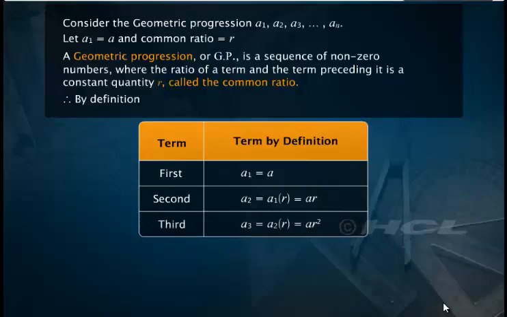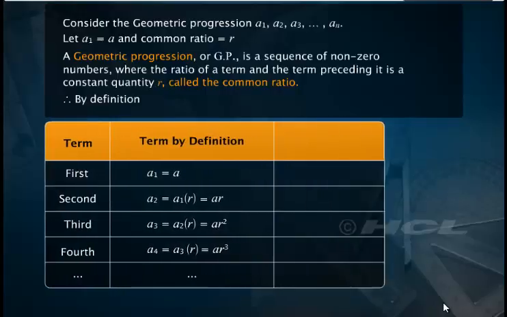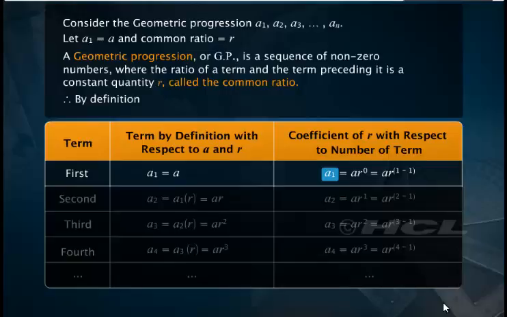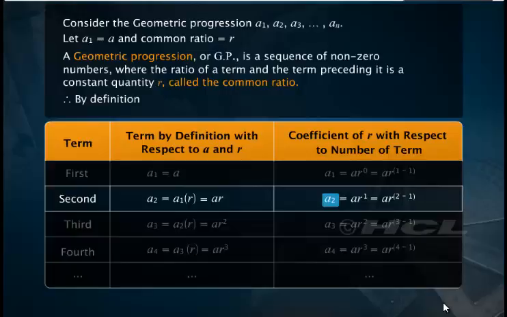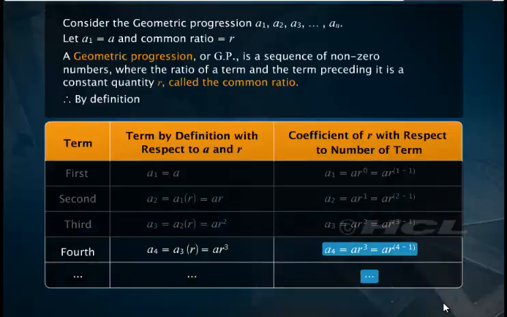Likewise, the third term, fourth term and so on can be obtained as shown. Observe closely the number of the term and the index of R. Note that the index of R is equal to 1 less than the number of the term. For example, for the first term A1, the index of R is 0. In the second term A2, the index of R is 1. In the third term A3, the index of R is 2, and so on.